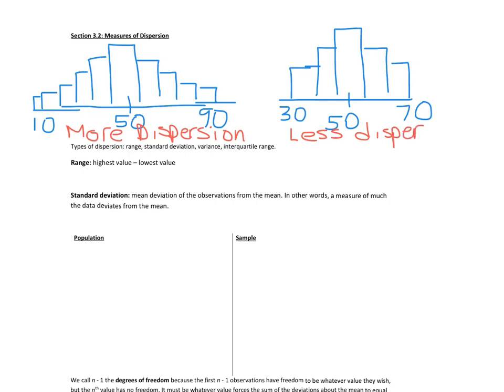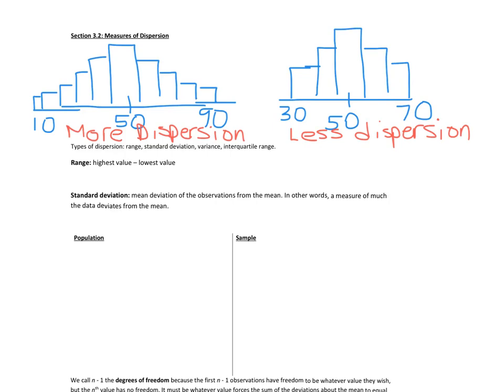Okay, and we're going to figure out numerical ways to measure dispersion. And what we're going to consider in this section is the range, standard deviation, variance, and later on in chapter 3 we'll look at the interquartile range. But the most basic type of dispersion is range. That's how much the data is ranging. So we do it highest value to lowest value.